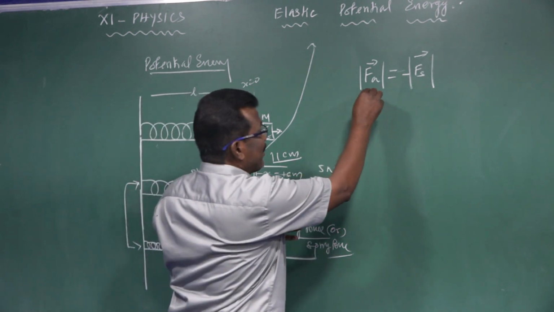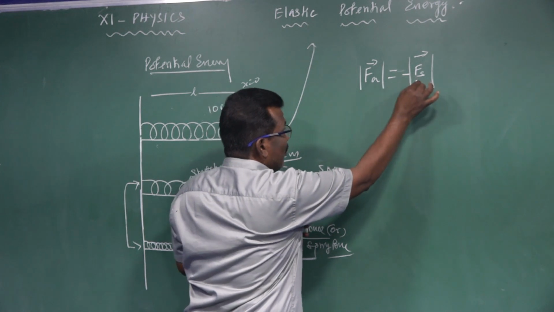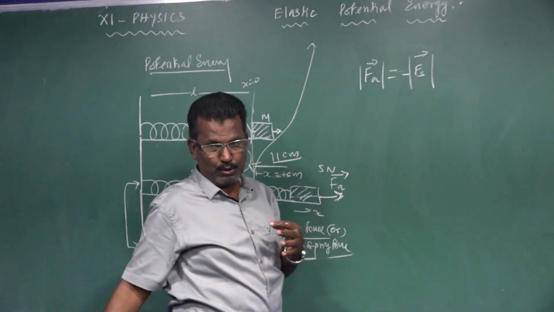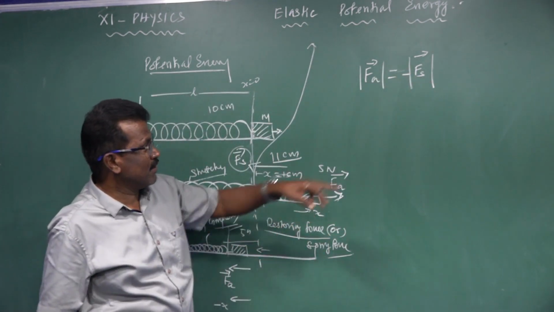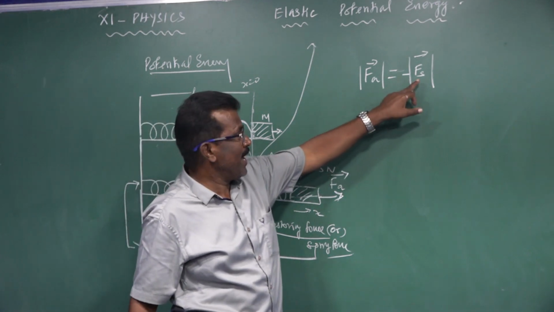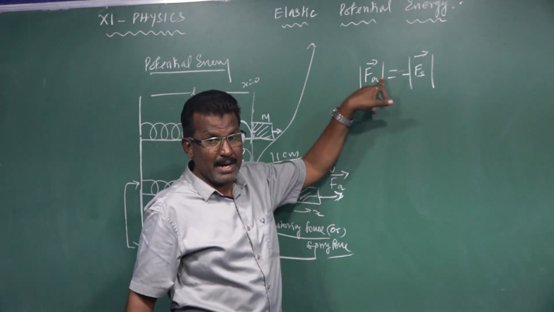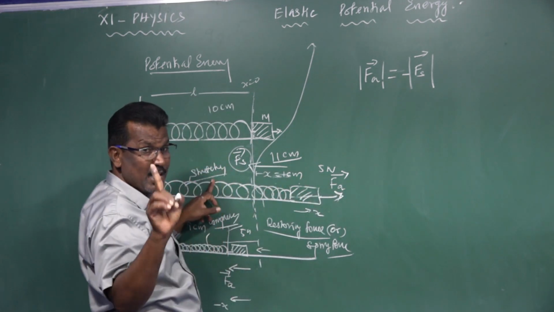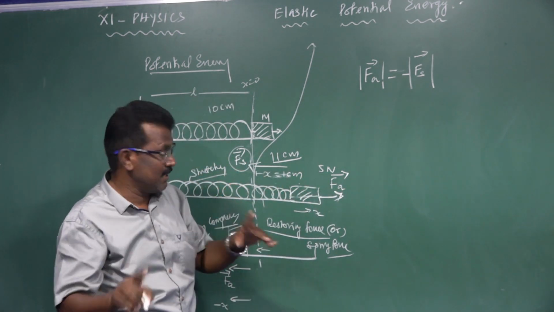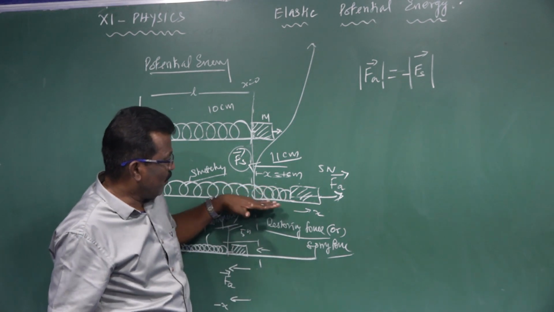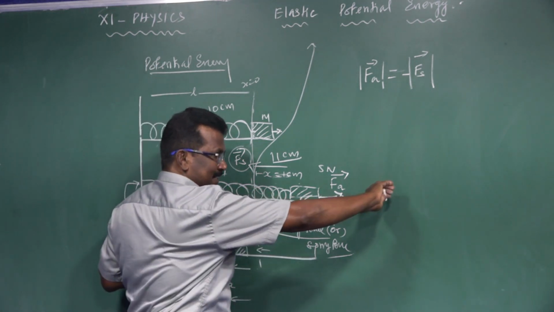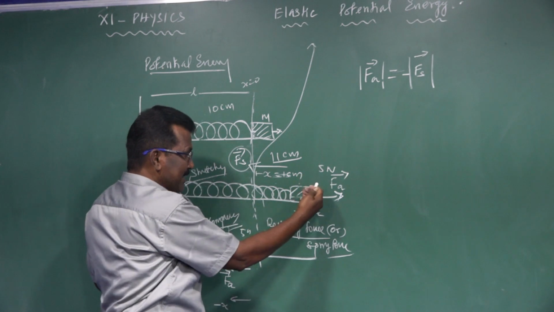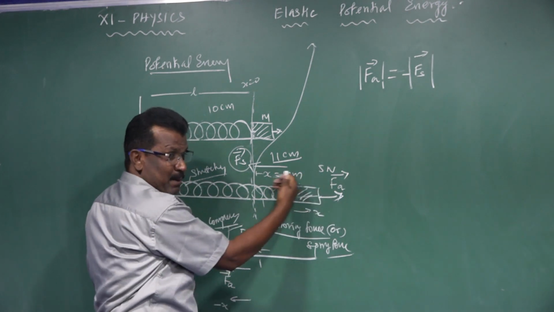So the magnitude of the applied force is equal to the magnitude of the spring force, but in the opposite direction. 5 newtons applied in one direction, the same 5 newtons acting in the opposite direction. The magnitudes are equal, but the directions are opposite. The applied force acts along the positive x-axis when it is stretching. The restoring force acts in the opposite direction of the x-axis.